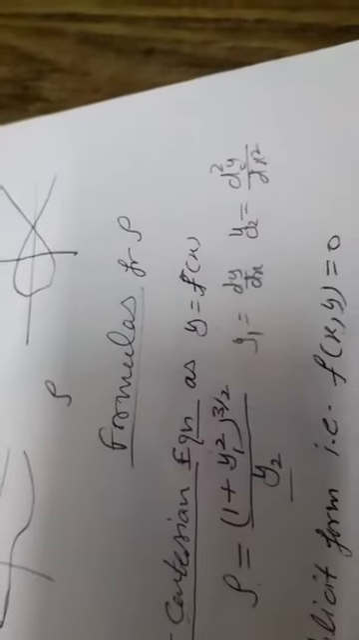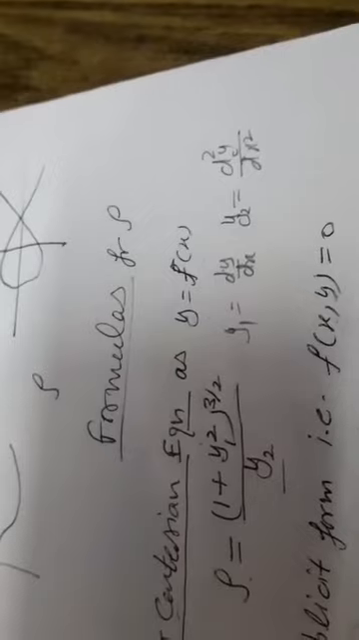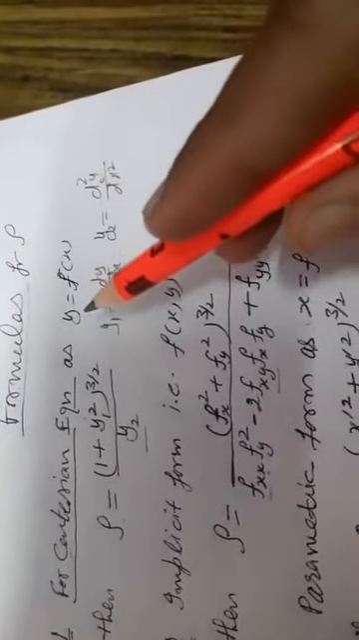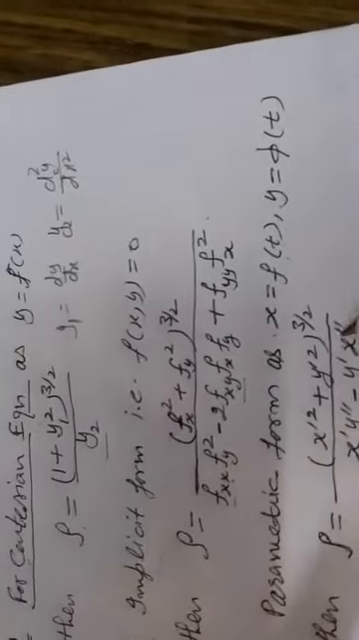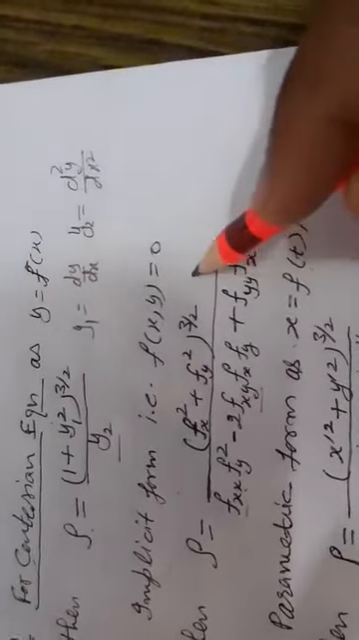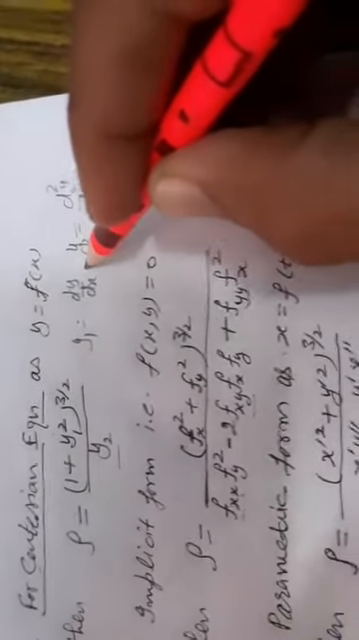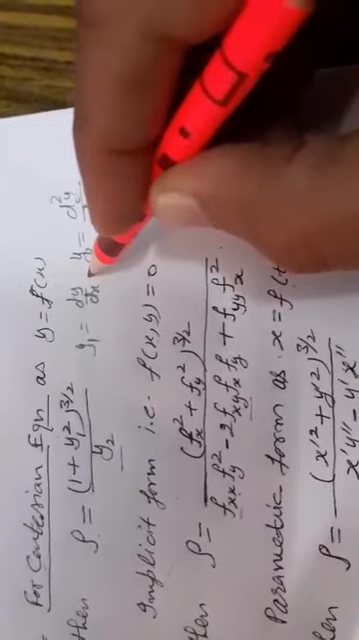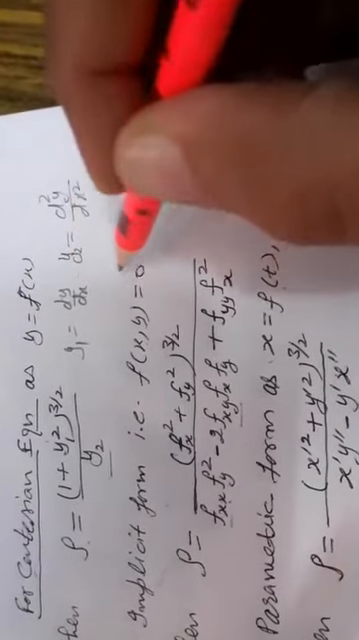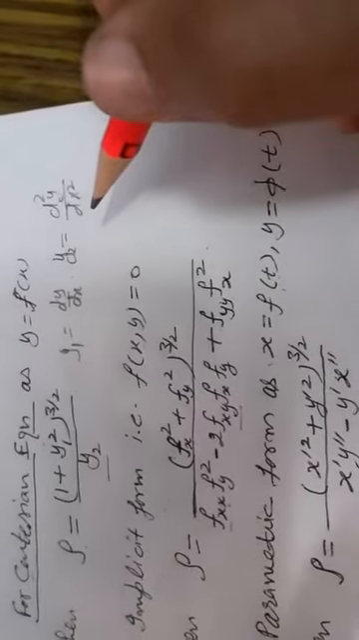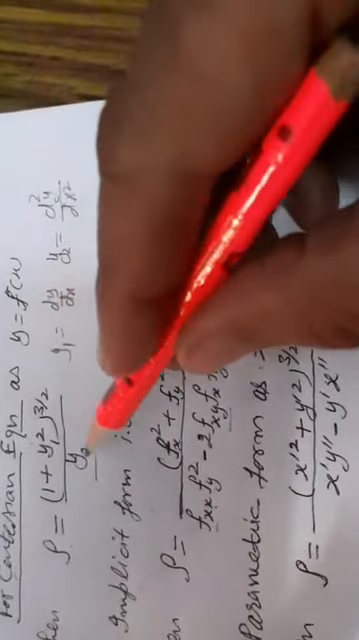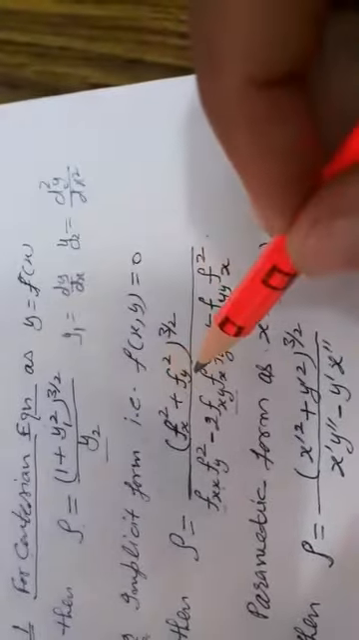So by these examples, we see that by using these formulas for different types of equation of curve, we find the radius of curvature for those curves. These are the general formulas to find the radius of curvature, and to find the value of the radius of curvature at some specified point, substitute that point in these values.